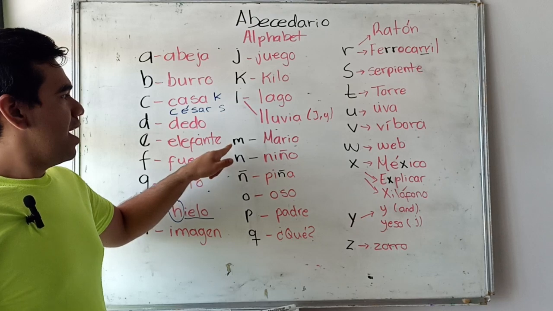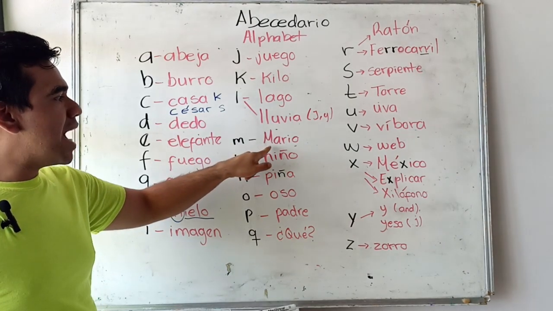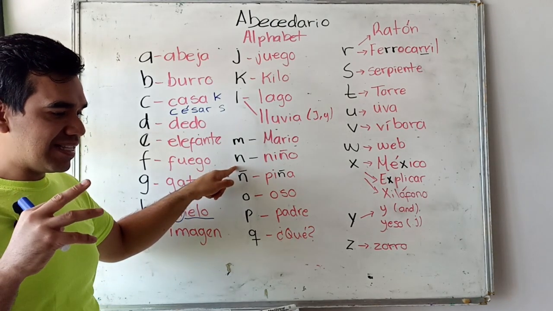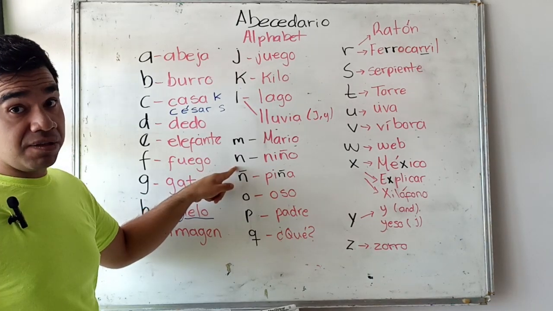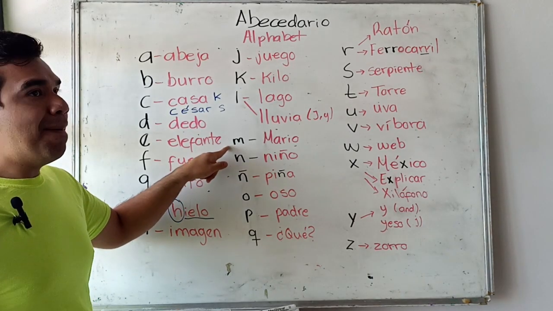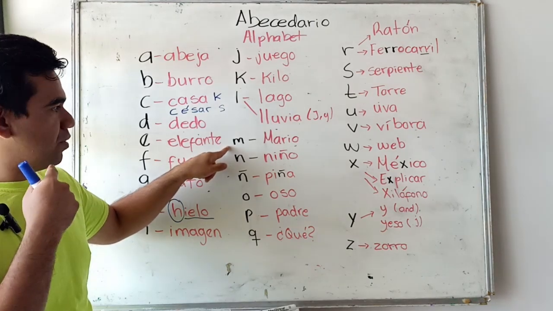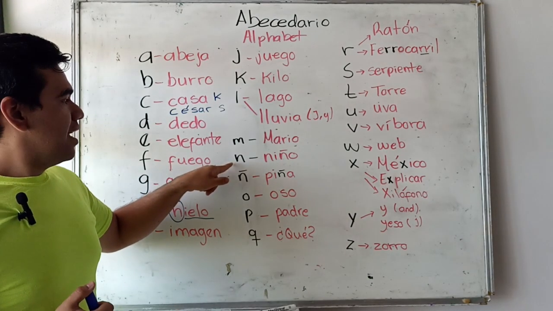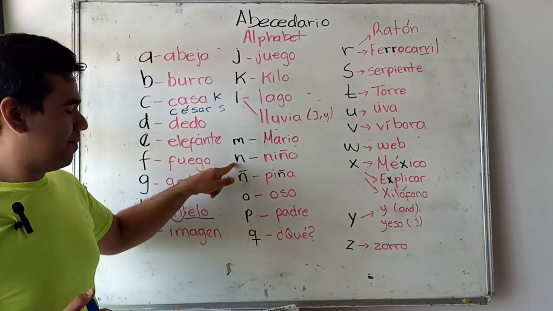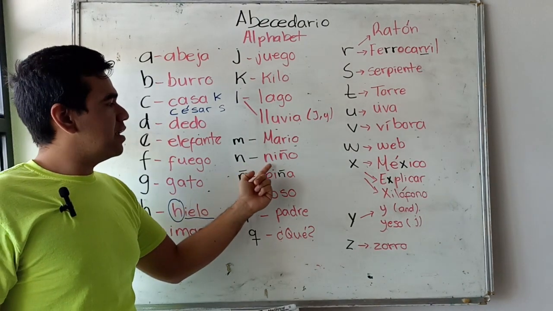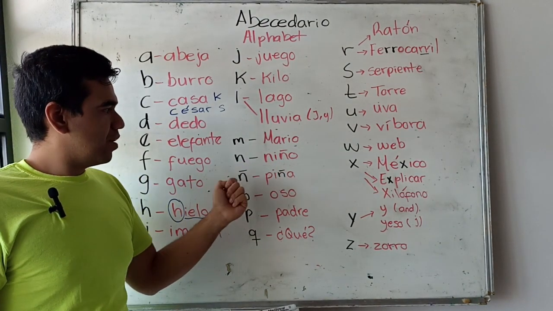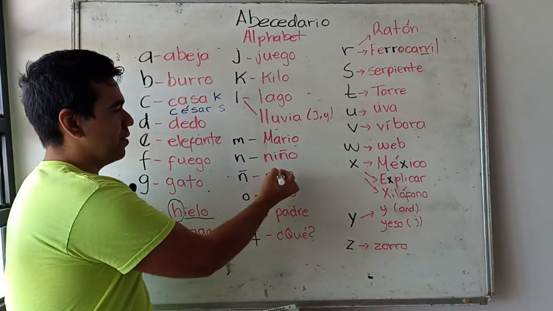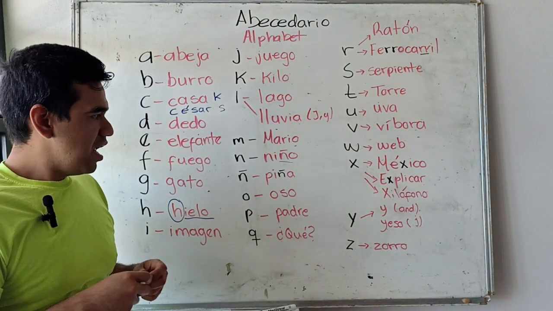So, yeah. M as in Mario. N, that's why you see the sound is practically similar. Well, it's similar, it's not the same. M, you use your lips. N, you don't use your lips, you see. M, N. N as in niño, okay? And here is something that's going to appear in the next letter. Niño.